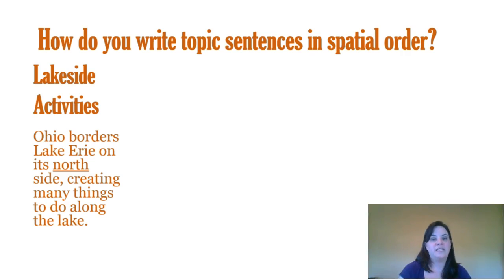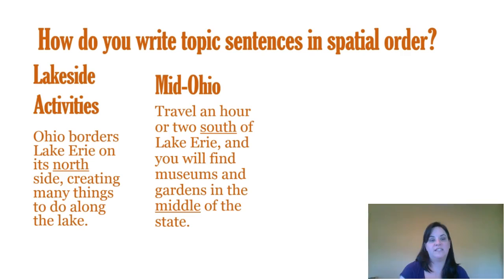My second main idea or body paragraph is about things to do in the middle of the state. So that topic sentence may say, travel an hour or 2 south of Lake Erie and you will find museums and gardens in the middle of the state. Here I've used 2 transition words, south and middle, to guide my reader through the direction of the locations that I'm advising them to travel to.